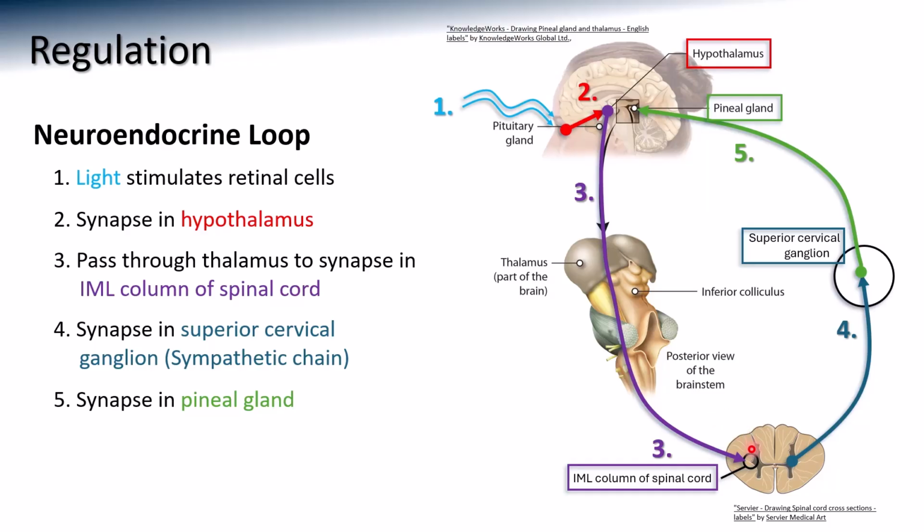Okay, so it goes down into that IML column, and it is going to exit again and synapse at the superior cervical ganglion. Okay, so we've gone from light to some special sensory, down into the spinal cord, and to sympathetics. So now we've come all the way back out here. We synapse in the sympathetic chain at the superior cervical ganglion, and from there we ride with the rest of the sympathetic nerves back up to the head and access the pineal gland that way.